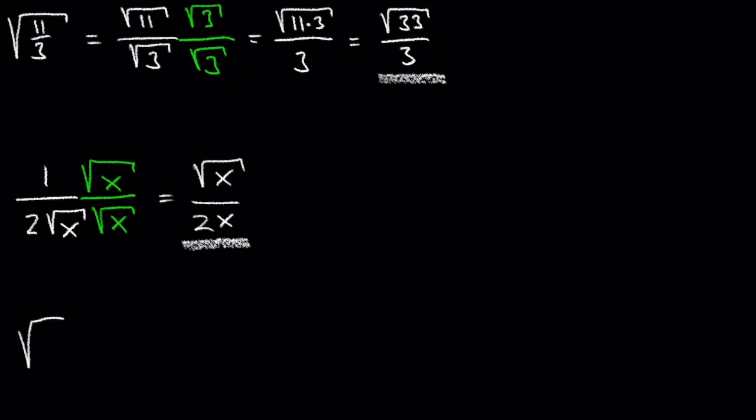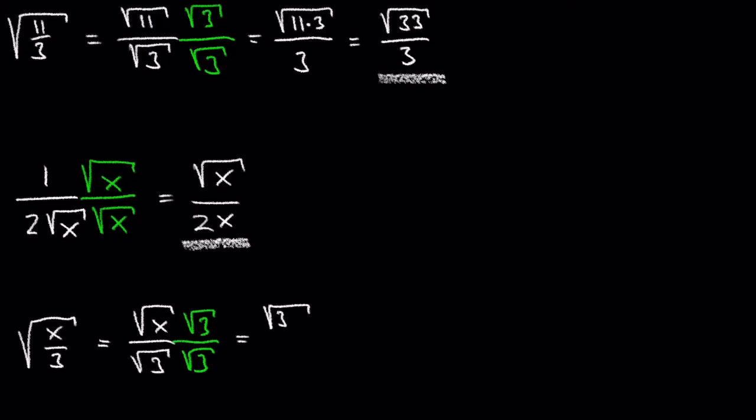The square root of x over 3. After applying the division law for roots, we get the square root of x over the square root of 3. Multiplying with the square root of 3 over the square root of 3 gives us the square root of 3x over 3.